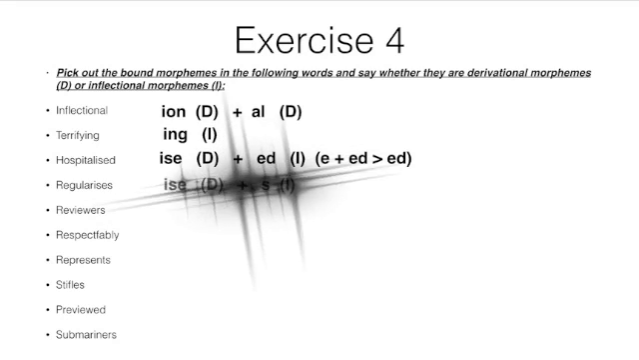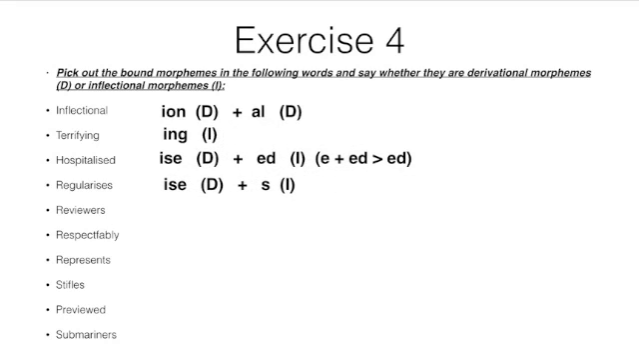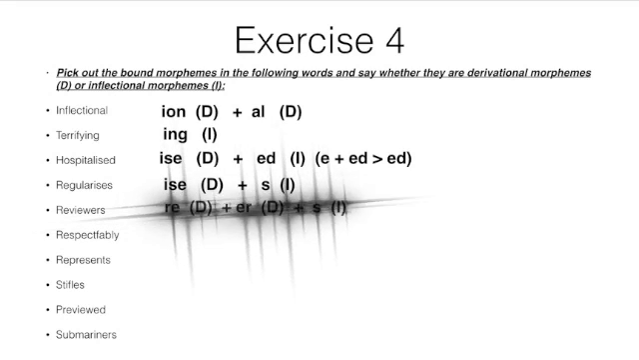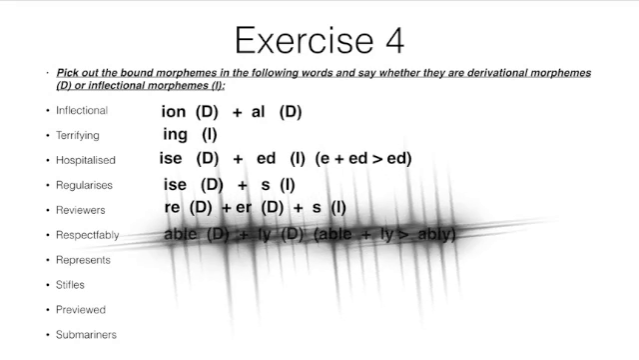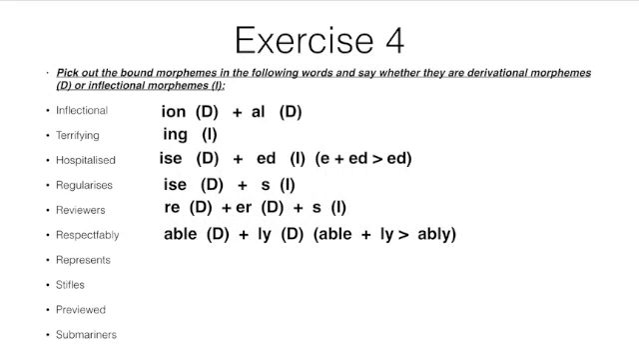Regularizes: -ize again, and then the s, regularizes, he or she. Reviewers: you have the re, derivational, and then er, derivational, and then the plural s, which is inflectional. Respectably: you have -able, derivational, then -ly, which is also derivational. So both of them are derivational.